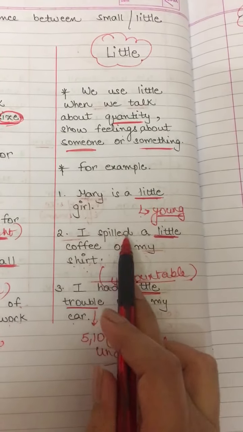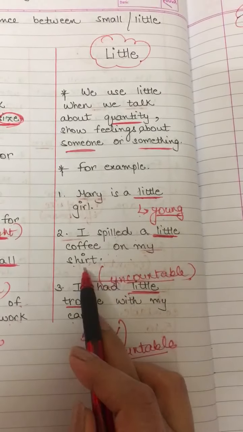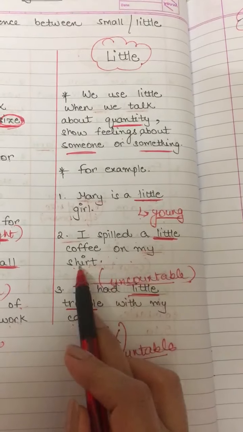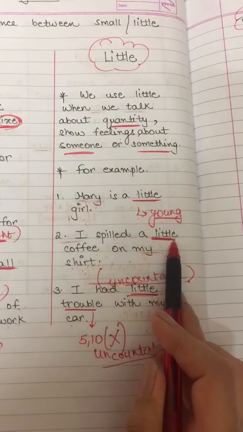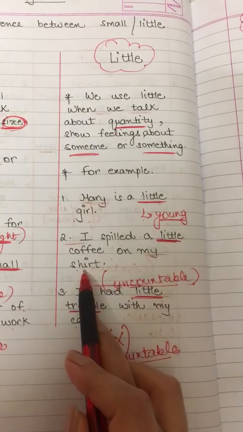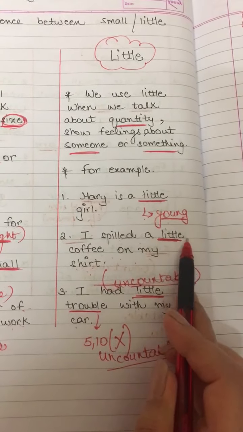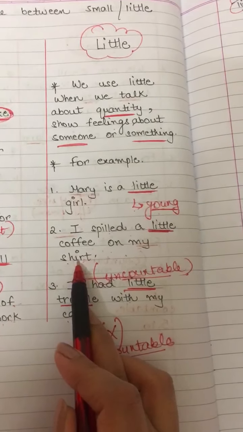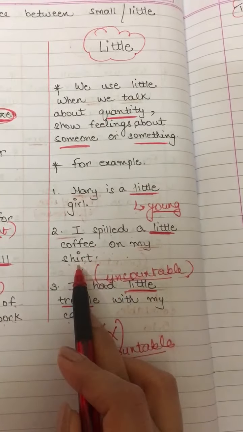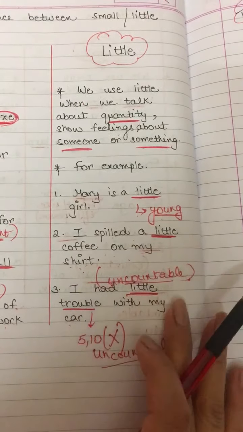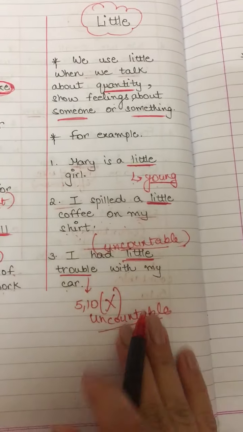Second, I spilled a little coffee on my shirt. मेरे ऊपर कॉफ़ी गिर गई है या मैंने अपने ऊपर थोड़ी सी कॉफ़ी गिरा ली है. So we will write little coffee on my shirt. We will not write small coffee on my shirt. We will write I spilled a little coffee on my shirt. Understood?